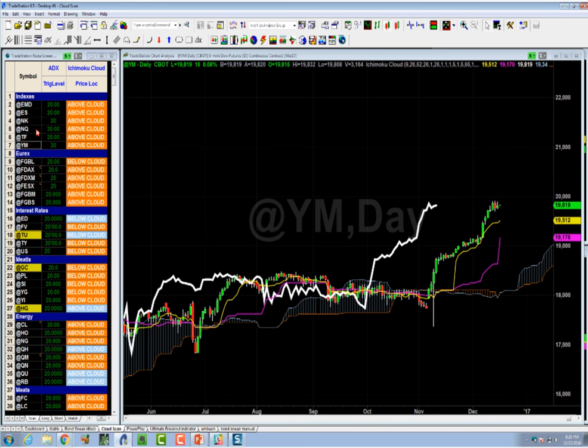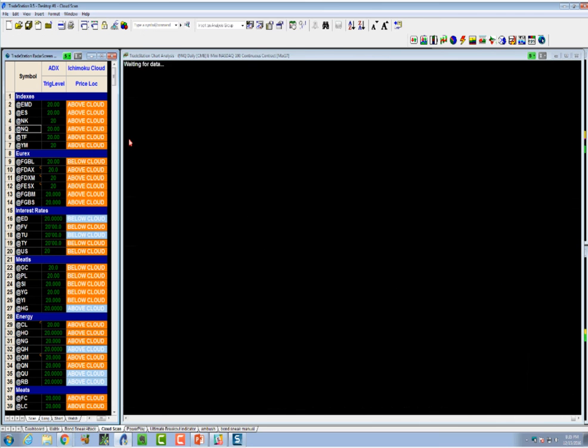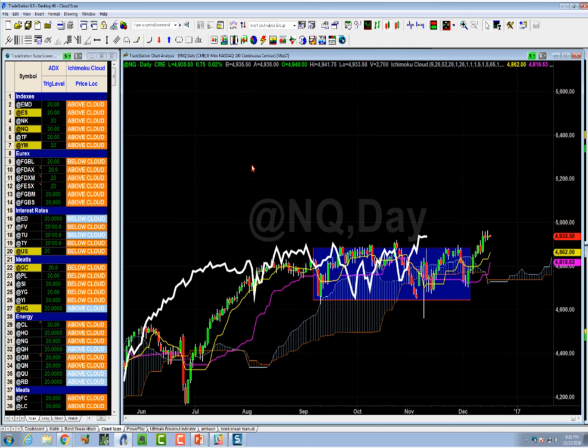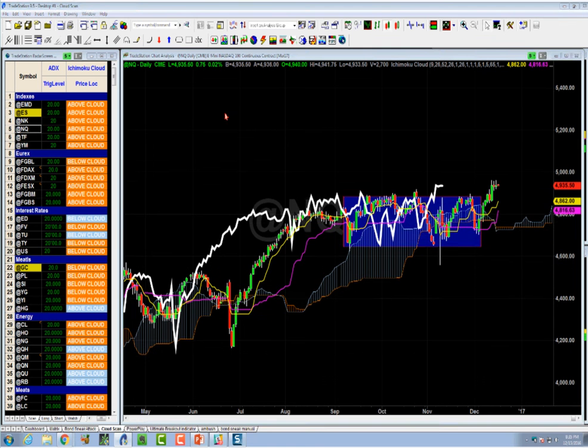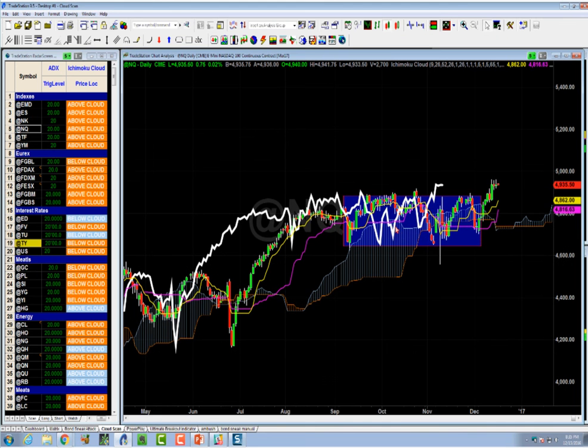All right, let's take a look at the NASDAQ. NASDAQ, right now, it's a long, but it looks kind of crappy, doesn't it? Because it's sideways. It's in a little bit of a traffic jam there.